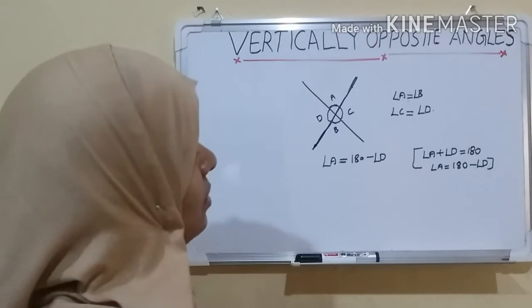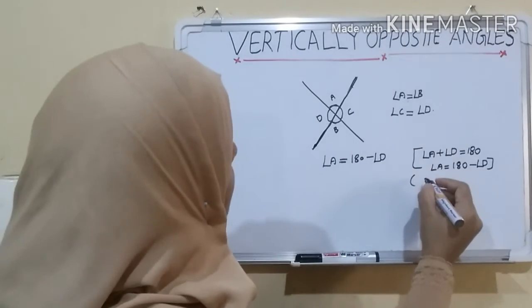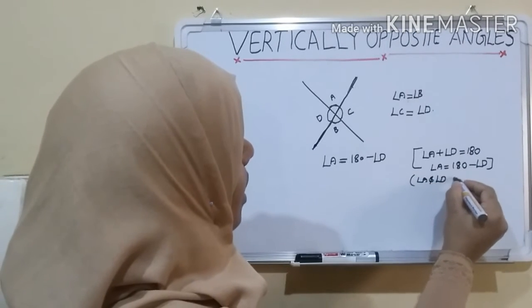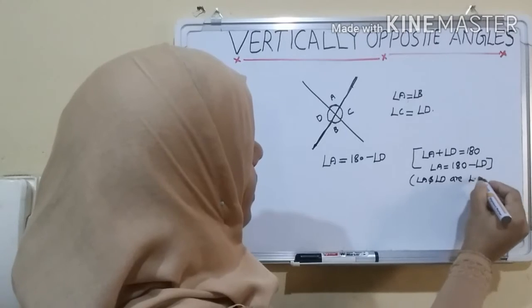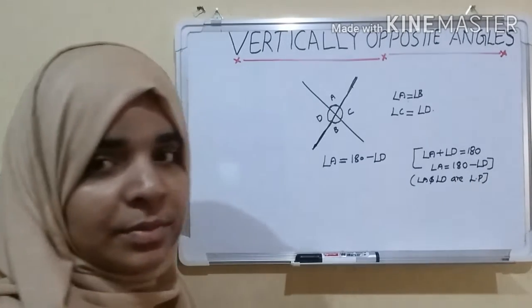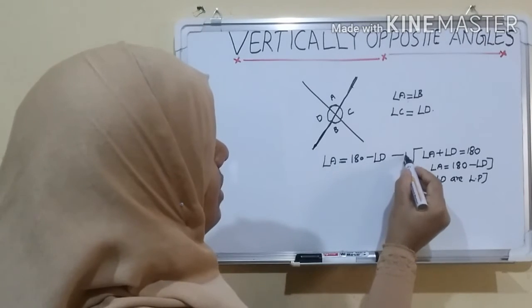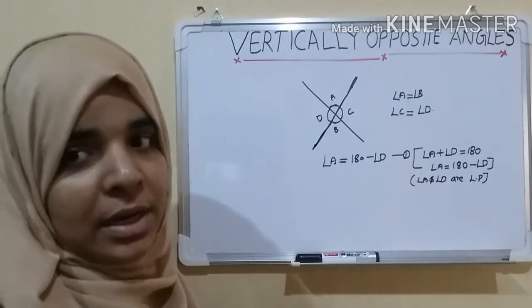So we can write here angle A equal to 180 minus angle D. Right? Here we have to write in bracket angle A and angle D are linear pairs. Understood? Angle A equal to 180 minus D. This is the equation number 1. Okay?